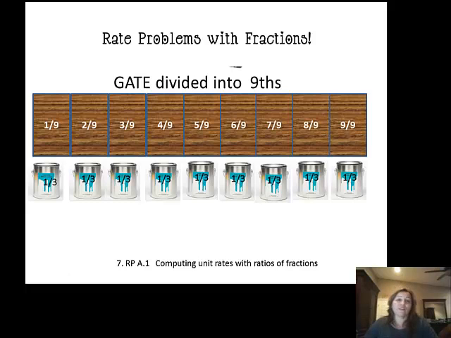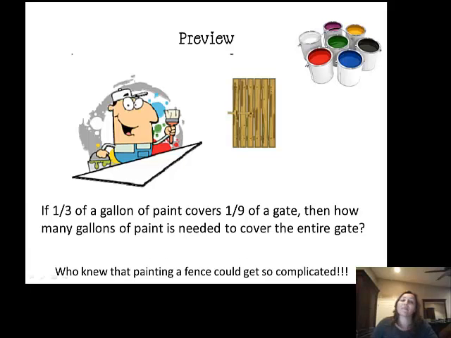Today what we're working on is rate problems with fractions. So we're working on computing unit rates with ratios of fractions. We've been working a lot with ratios of whole numbers, and now we're going to look at ratios with fractions. So the question that we're trying to answer, and what I want you to start thinking about, is if you had 1/3 of a gallon of paint and it covered 1/9 of a gate, then how many gallons of paint is needed to cover the entire gate? Who knew that painting a fence could get so complicated?